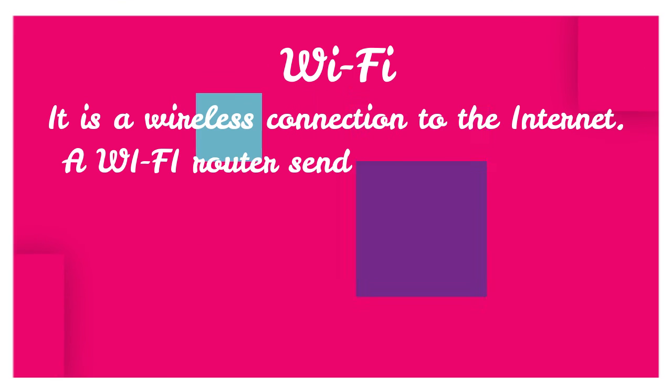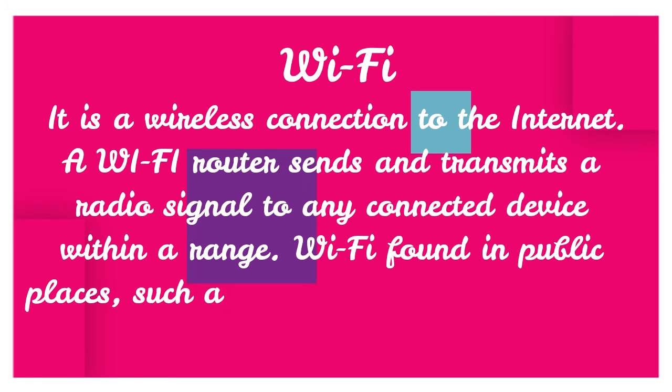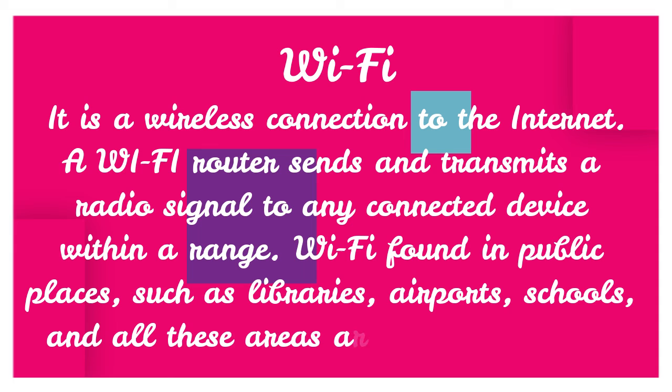The next technology that is used is Wi-Fi. It is a wireless connection to the internet. Here, a Wi-Fi router sends and transmits the radio signals to any connected device within the range. Nowadays, Wi-Fi is increasingly found in public areas like a library, cafes, airports, schools, railway stations, bus stands, hotels, and these all areas are called hotspots. Even many buildings or societies are nowadays also connected to this hotspot.